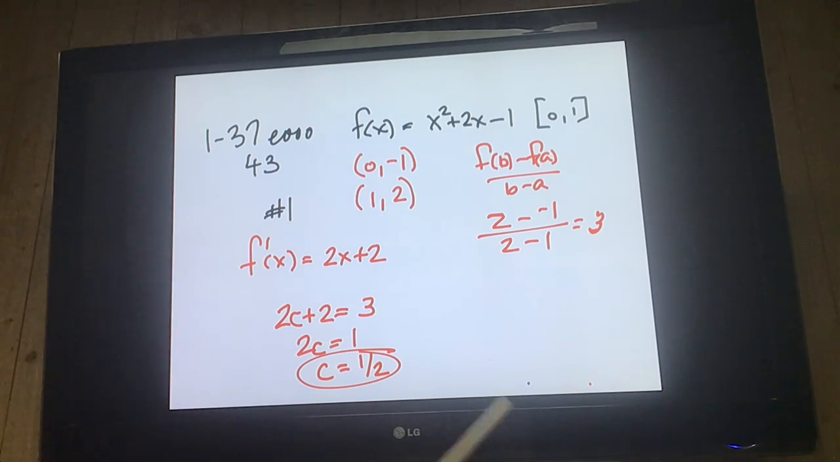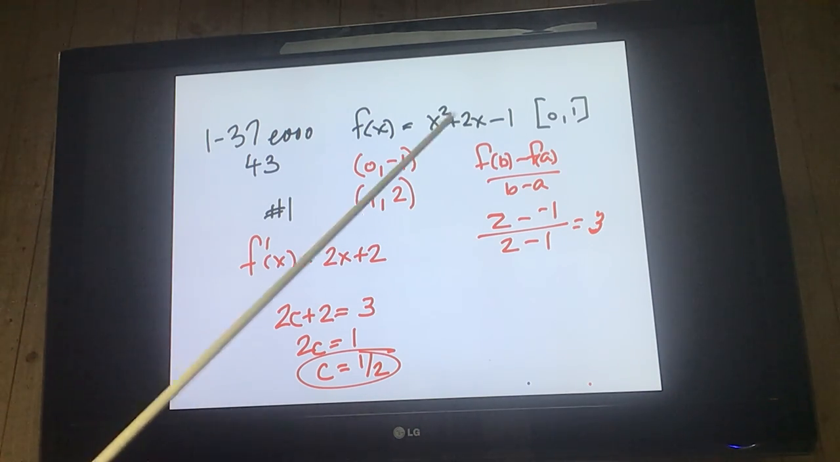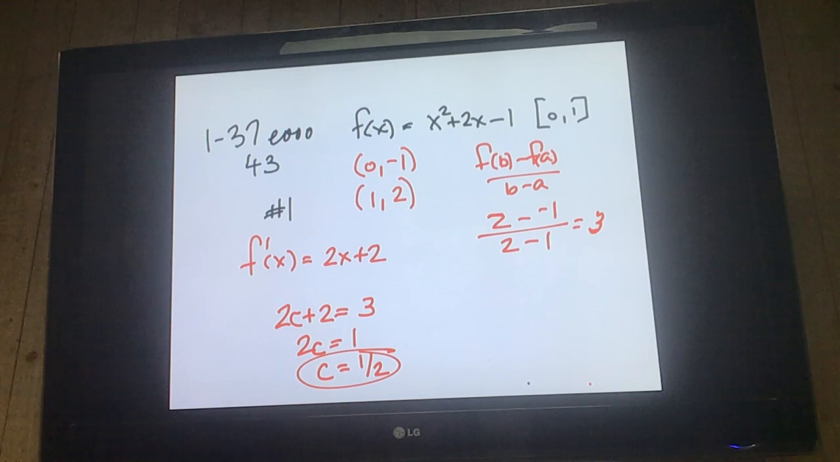This is a continuous graph. It's part of a parabola, and it is closed, so the extreme value theorem applies. It is continuous, so the mean value theorem applies. So there's somewhere along that curve where the slope of the tangent line will be equal to the slope of the secant line. That's what we're trying to find.